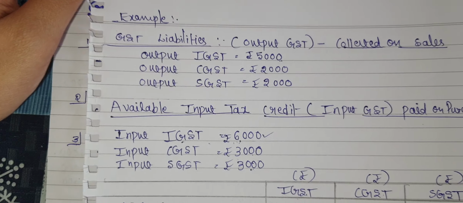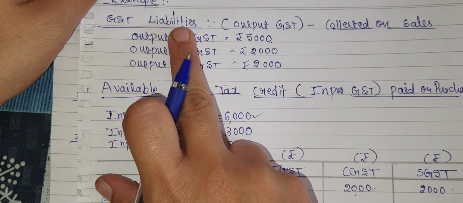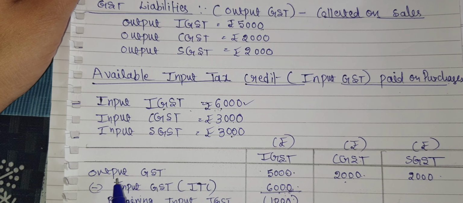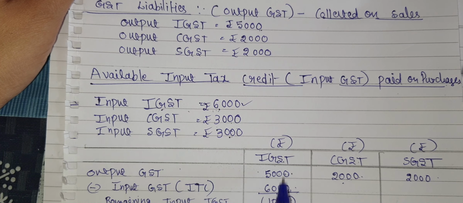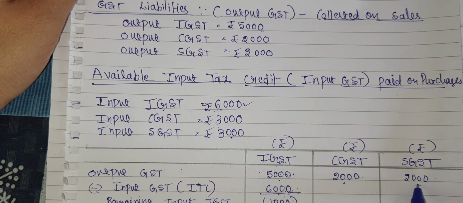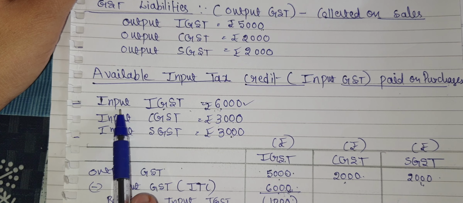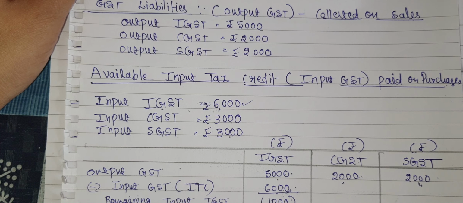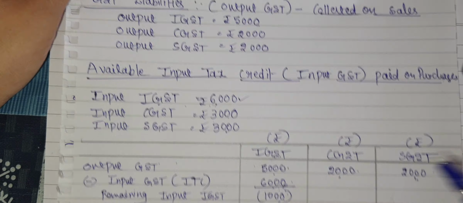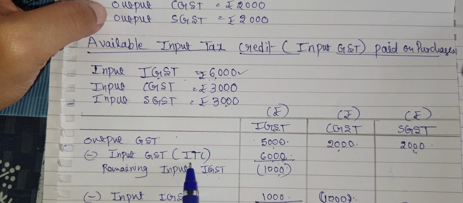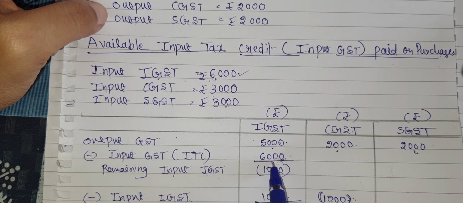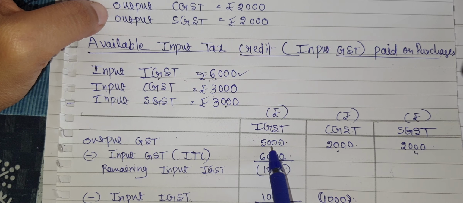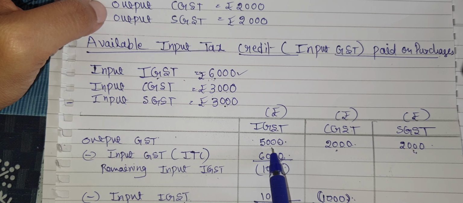See, again I will explain this example. See here, GST liabilities and available input tax credit. Here, first we need to write the output GST, that is rupees 5,000, 2,000 and 2,000. Now we will use input IGST first, against IGST, and afterwards CGST and SGST. The input tax credit available under IGST is rupees 6,000, paid on purchases, and the output GST collected on sales is rupees 5,000.